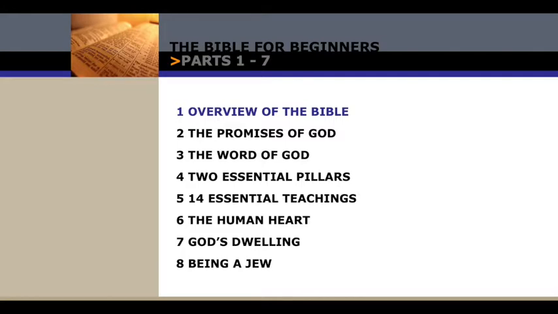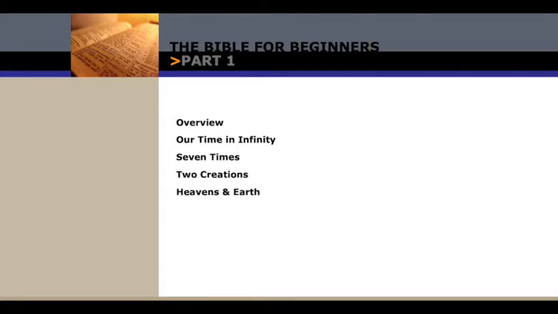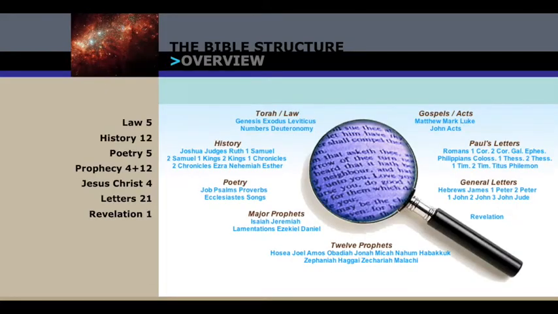Part 1, we're going to be looking at an overview of the Bible. After the overview, we'll look at our time within infinity, because obviously we're mortal and we live in an infinite space. We're going to be looking at how time is divided for us in the Bible into 7 times. We're going to look at 2 specific creations. We're going to look at the heavens and the earth.